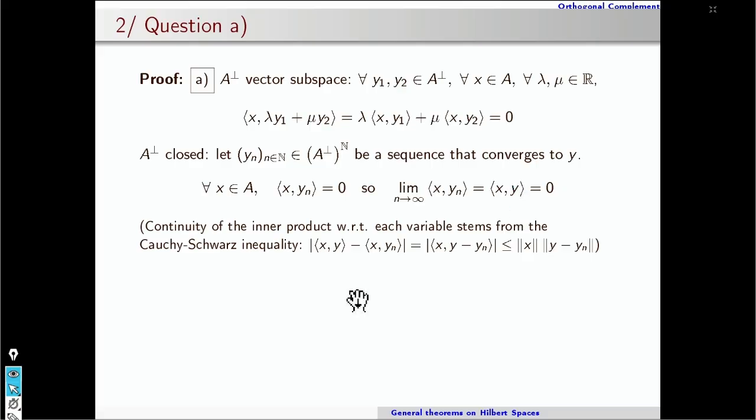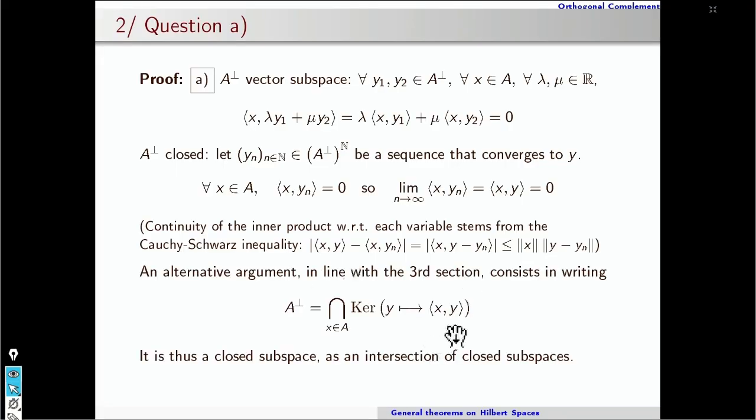So the continuity stems from the Cauchy-Schwarz inequality. If we look at the difference of those two terms, by linearity with respect to the second variable, it is this inner product, and by the Cauchy-Schwarz inequality, it is smaller than this product of norms. So when yn converges to y, this term converges to this term.